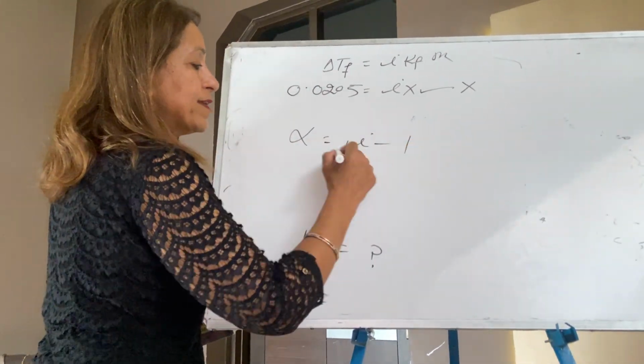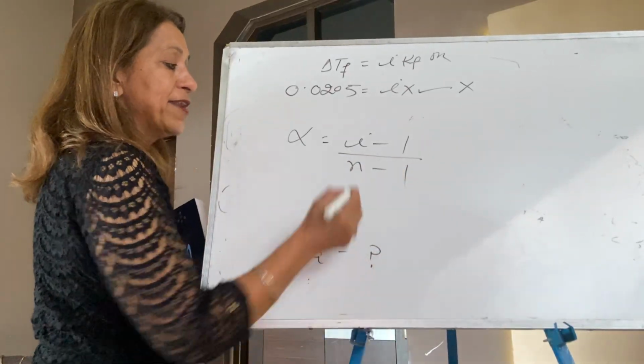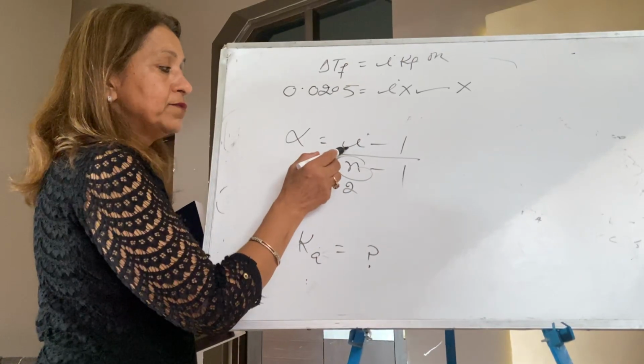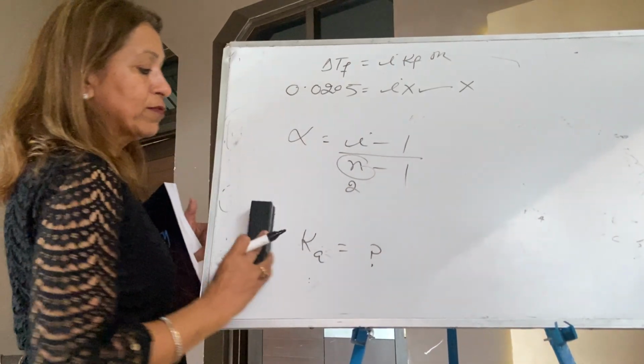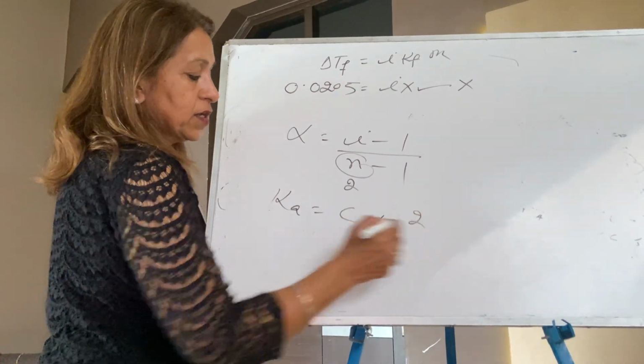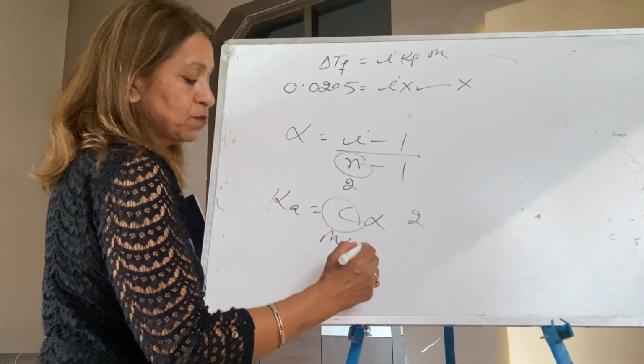Alpha is equal to i minus 1 by n minus 1. n is again 2 because it is an organic acid, acetic acid. Put i here. Calculate alpha. Now what about Ka? Ka is equal to C alpha square. C is the molality.